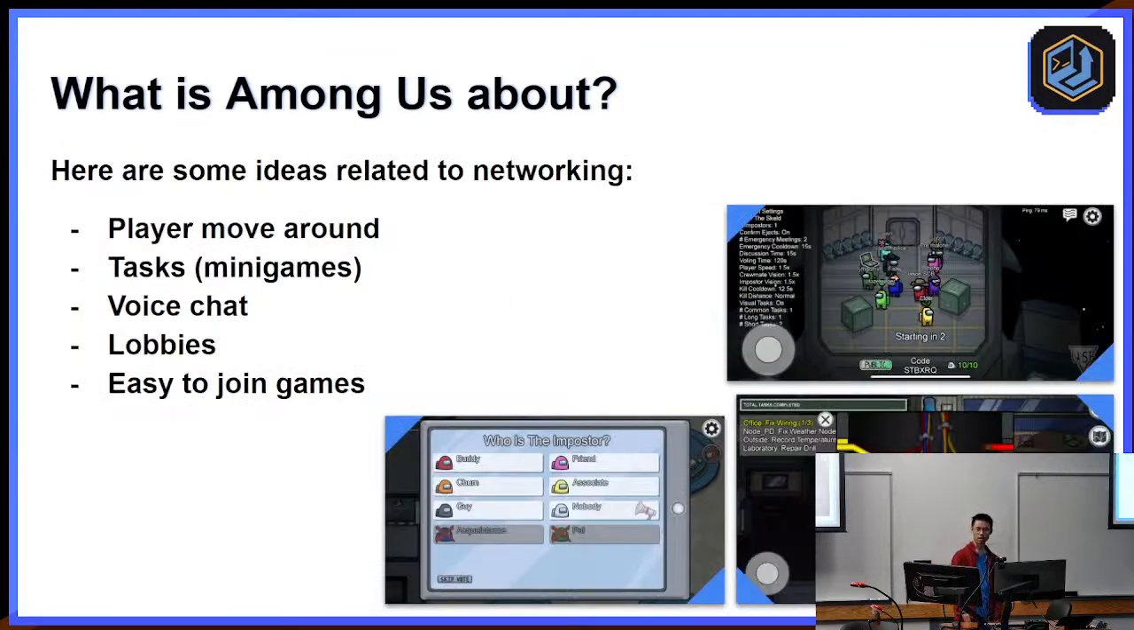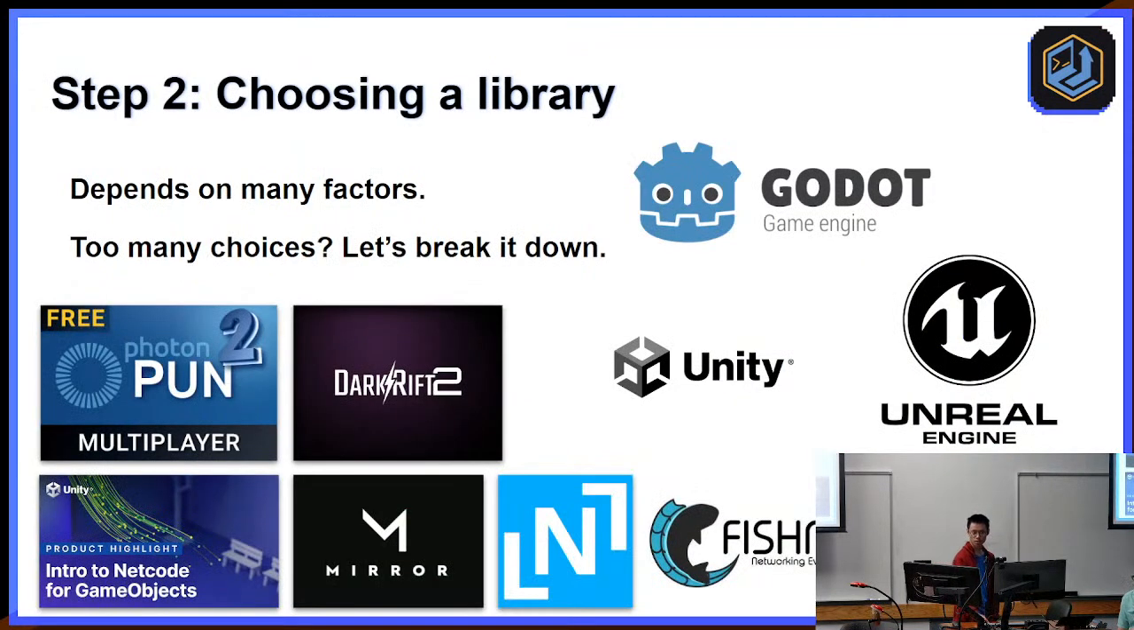So here are some ideas that I thought about when I was making this presentation. The players move around. There are tasks, there's voice chat, lobbies, and it is easy to join games. Using a library. There's a lot on the screen right now, right? And that's usually what you are met with when you first start networking. There are 50 choices, and they all don't make sense. So let's break it down.